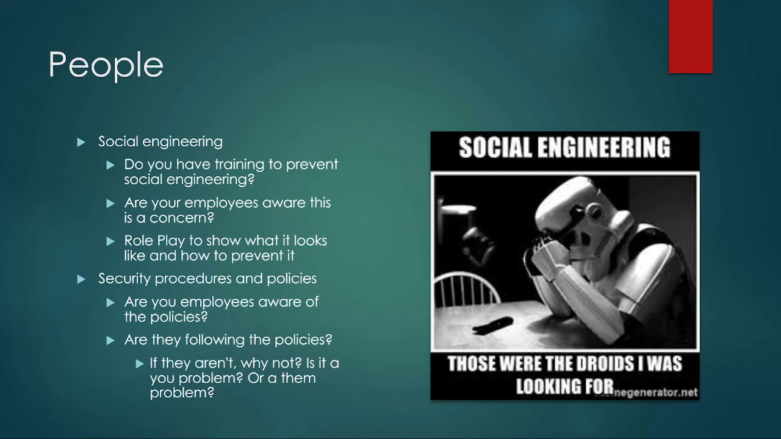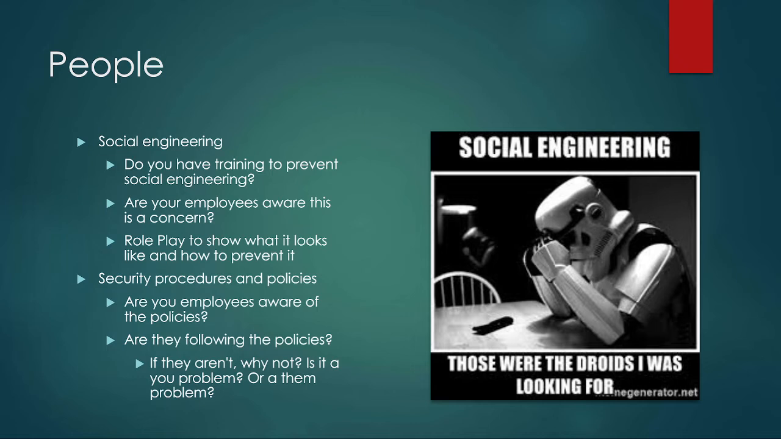So it's worth thinking about different ways to do this training if you're going to be working with a company on this. For example, we could do role playing to show what social engineering might look like. We could show some examples of ways that people might try to socially engineer you and how to avoid it. We could also look at some of the company's security procedures and policies.